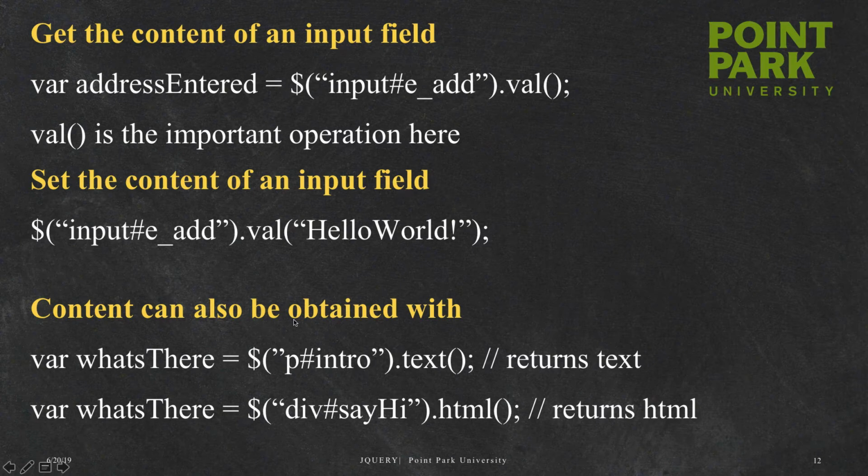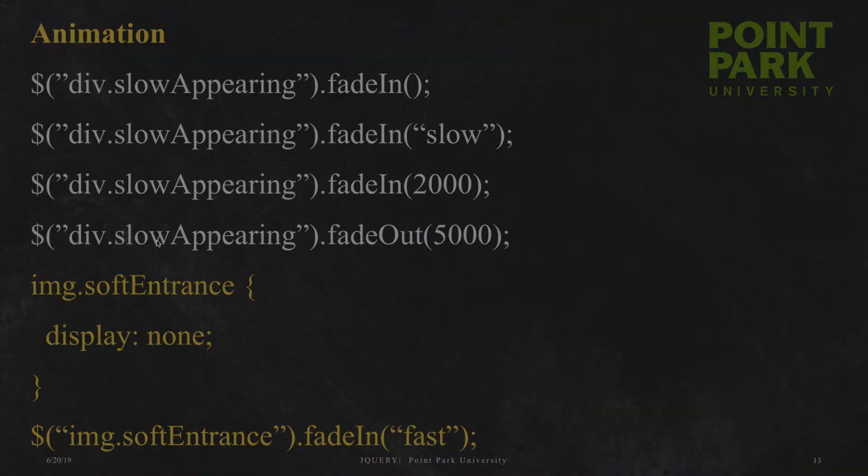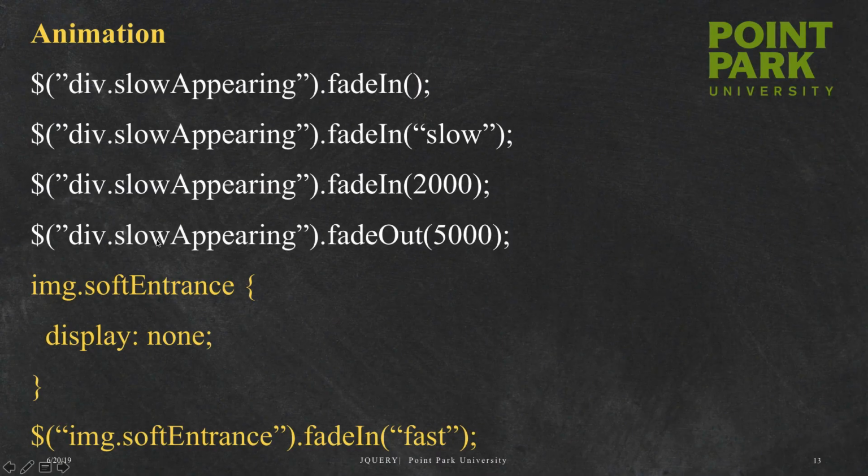And then the content also could be obtained within here. As you see here, .text returns text and .html returns HTML. This is just a general overview. When the lab happens, you'll learn more, I believe. This right here just kind of shows animation, how to fade in, fade out, speed and so forth, and we'll do that in our lab as well.